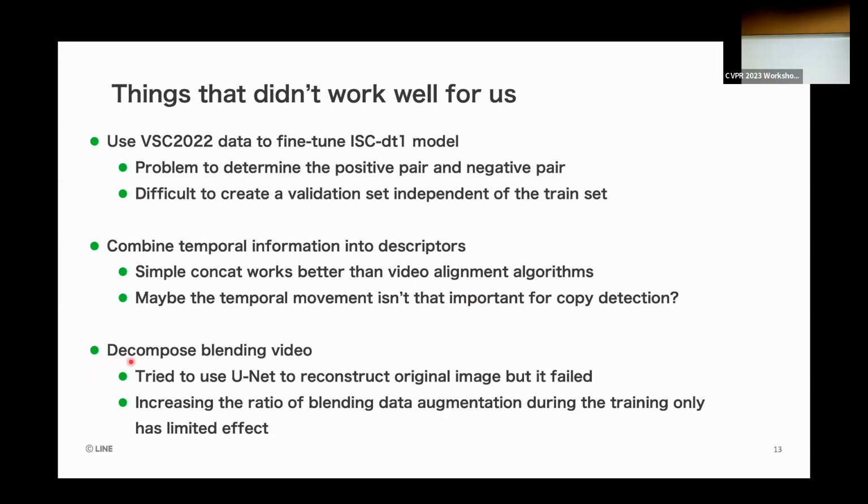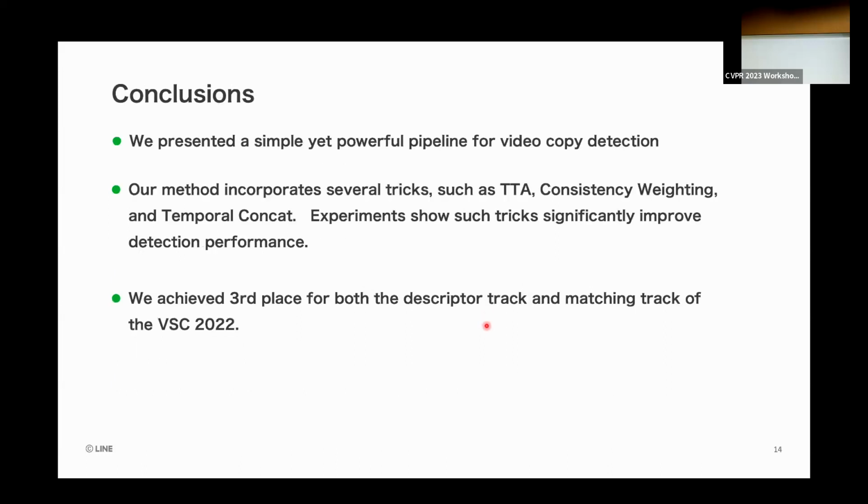The last one is how to deal with blending videos. We try to use UNet to decompose blending videos and reconstruct original images, but it failed. We also try to increase the ratio of blending data augmentation during the training, but it only has very limited effect. So these are some problems we might address in our future work.